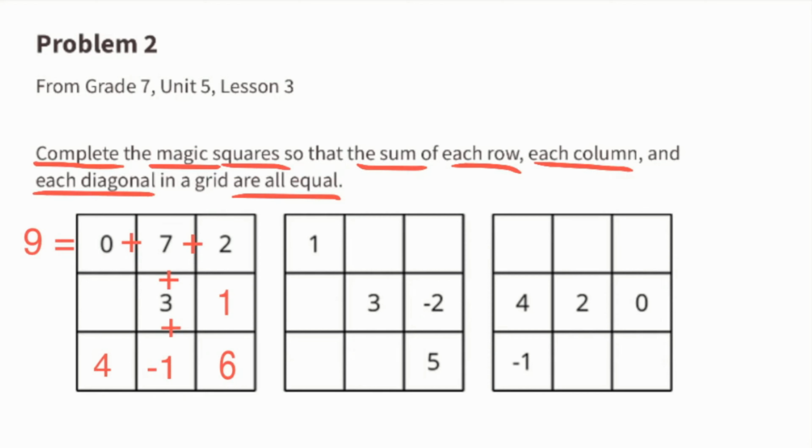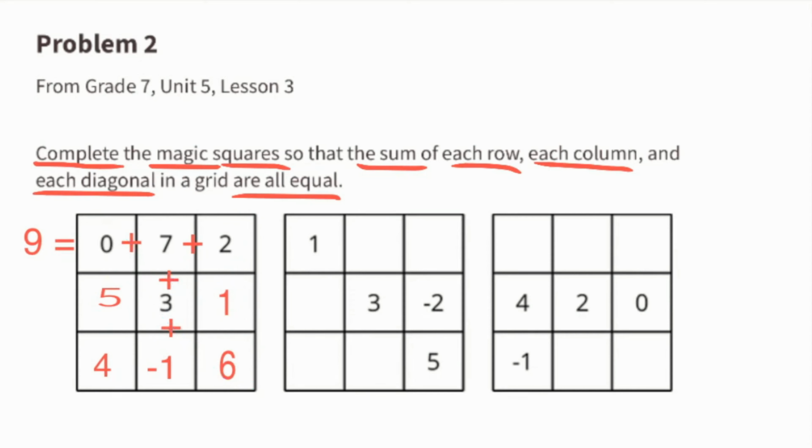Let's go to the empty box on the left. 5 plus 3 plus 1 is 9. And vertically, on the left side, we can go 0 plus 5 plus 4 is 9. Let's check some of the rows, columns, and diagonals. 5 plus 3 plus 1, that's 9. 4 plus 3 plus 2, that's 9. And 0 plus 3 plus 6, that's 9.